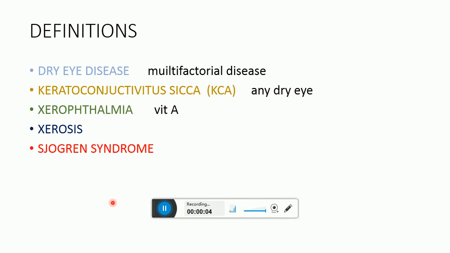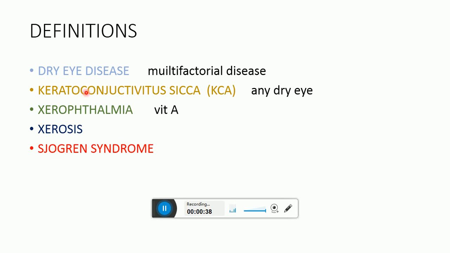Today topic is dry eye. Dry eye occurs when there is inadequate tear volume or inadequate tear function, which result in unstable tear film and ocular surface disease. Dry eye is extremely common condition and is particularly common in post-menopausal women and also in the elderly population. There are certain related diseases.